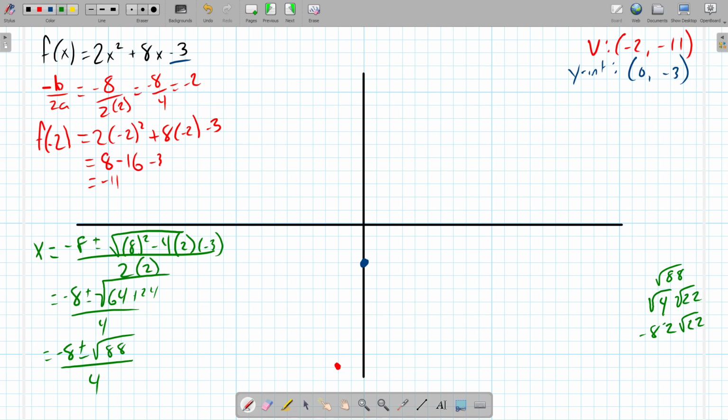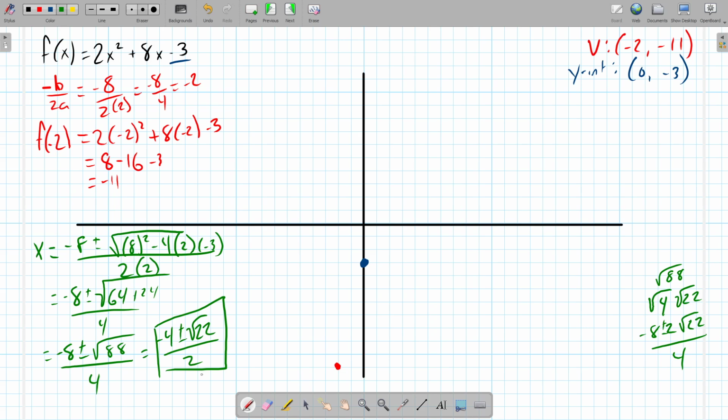And if I have a negative 8 plus or minus this, all divided by 4, we can simplify this 2, this 4, and this 8 because they are all divisible by 2, and end up with x is equal to negative 4 plus or minus the square root of 22 all over 2. So this, as ugly as it is, is our x-intercepts. We need to take negative 4 and add the square root of 22, and then divide it by 2, and then negative 4 and subtract the square root of 22 and divide it by 2.